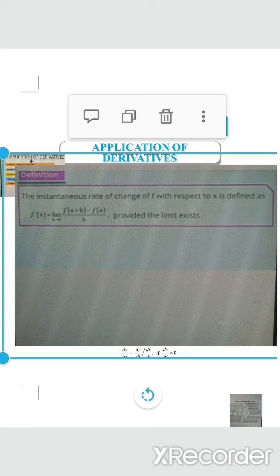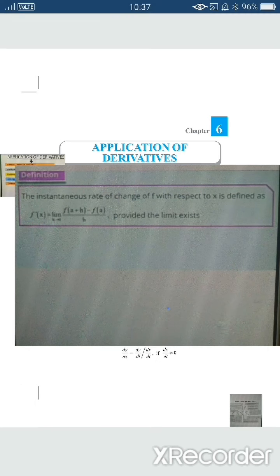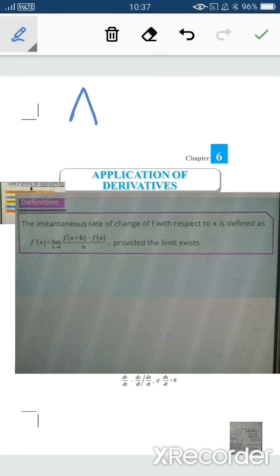Let us introduce it with an example. Suppose you travel from distance a to distance b, right? So if you travel from a to b, you represent the change of distance as delta s. And also to cover this distance you have taken some time, and you represent it by delta t, right? This is the change of time going from a to b.